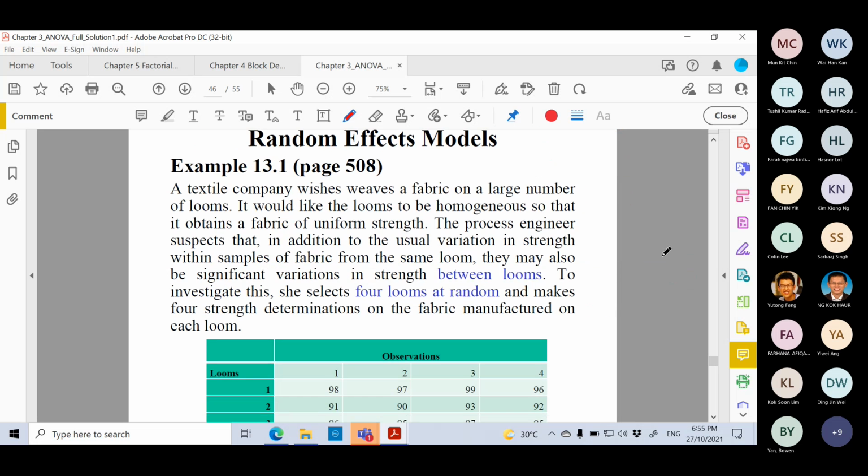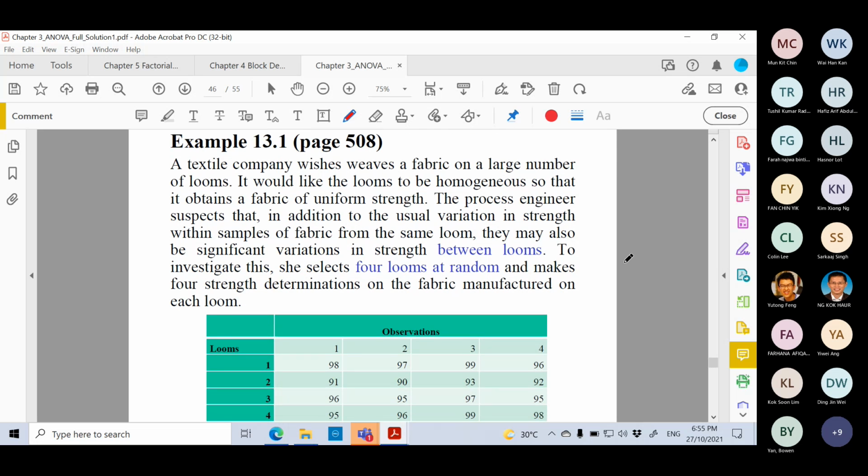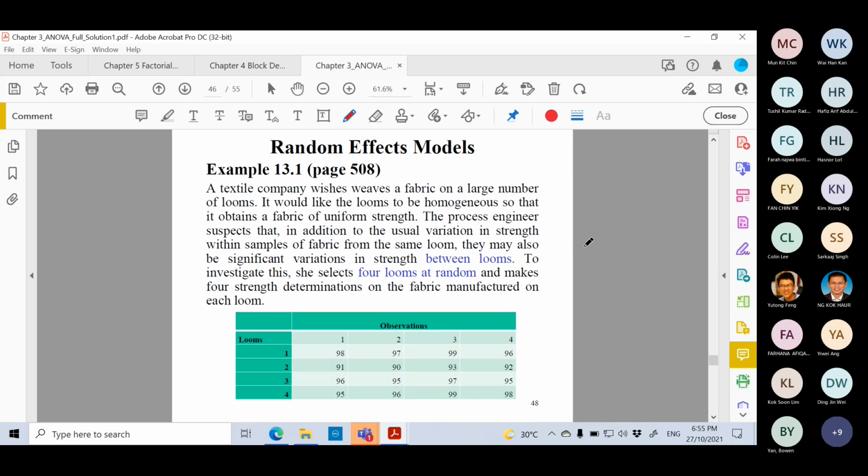So under the random effect model, I give you an example of the looms. The textile company wishes to study the strength of the fabric for a large number of looms. They have a large number, which they don't mention here, but they randomly selected 4. Because the levels were selected at random, we know that our conclusion later on can be applied to the whole population.